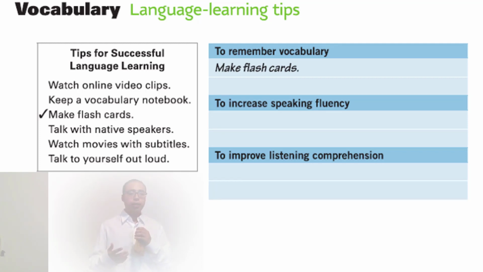Now these are practices that you can apply in your life so that you can learn English. Okay, so I'm going to read the box. It says, tips for successful language learning: watch online video clips, keep a vocabulary notebook, make flashcards, talk with native speakers, watch movies with subtitles, and talk to yourself out loud. Okay, now there's three different types of categories of tips. We got to remember vocabulary, to increase speaking fluency, and to improve listening comprehension.